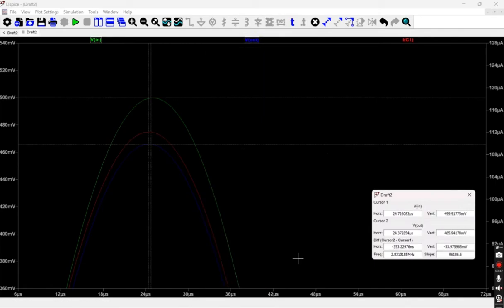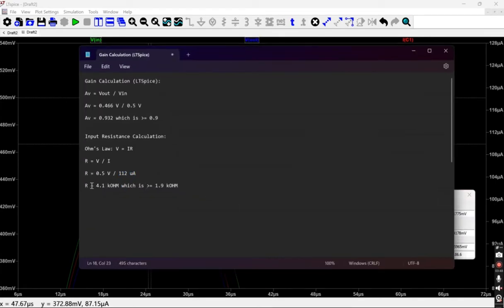Now, upon performing this calculation, we can notice that we get an input resistance value of 4.1 kiloohms, which is much greater than the 1.9 kiloohms desired specification. Thus, this concludes that the simulation is correct.